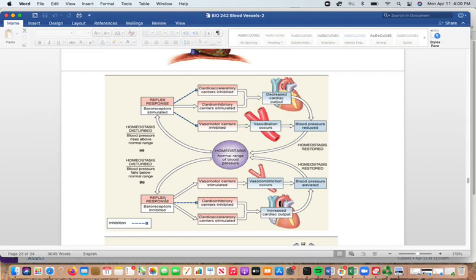So if the blood pressure falls below normal, you've got vasomotor centers that are going to lead to vasoconstriction to increase the blood pressure. And then the cardioinhibitory centers get inhibited and the cardioacceleratory centers get stimulated. This is going to increase the cardiac output out of the heart.